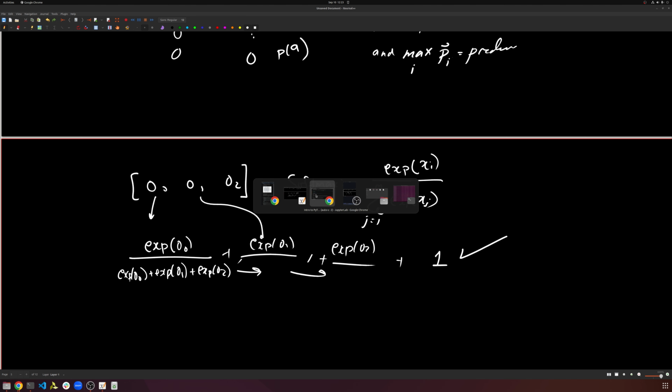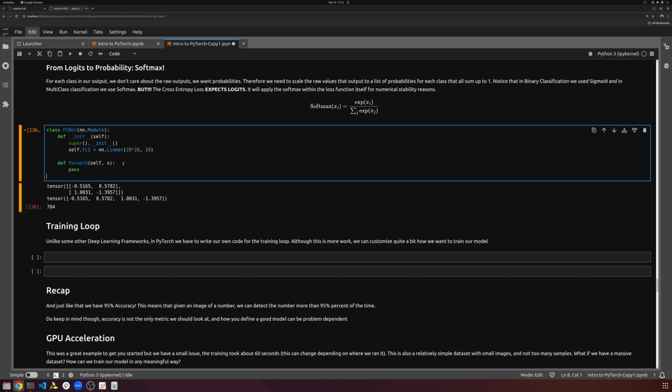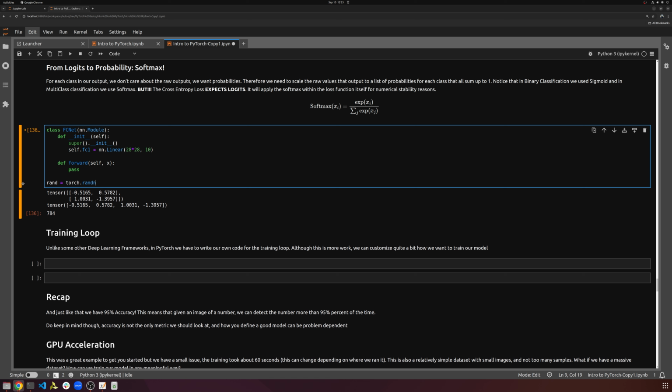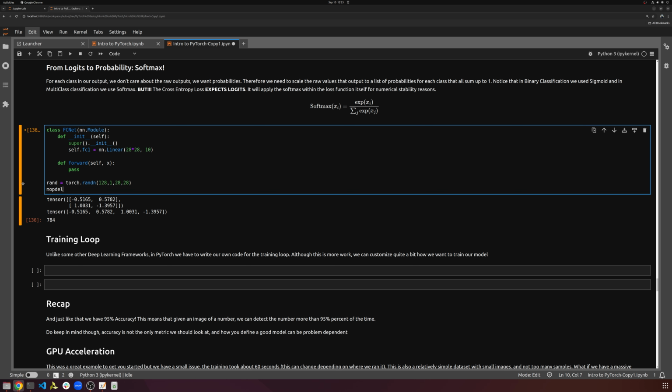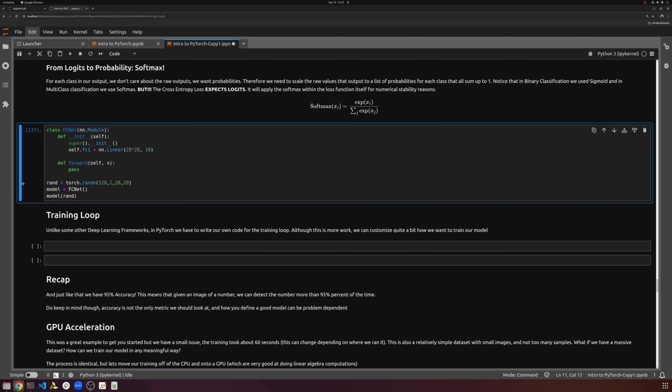I'm going to get rid of this. We have one layer, it's going to go from 28 by 28 down to 10. This is why we should always create some random data. It's torch.randn. We know our data is in the shape of 128 by 1 by 28 by 28, and it's going to create a random tensor. We're going to do model is equal to FCNet, and we're going to pass our random data into the model.